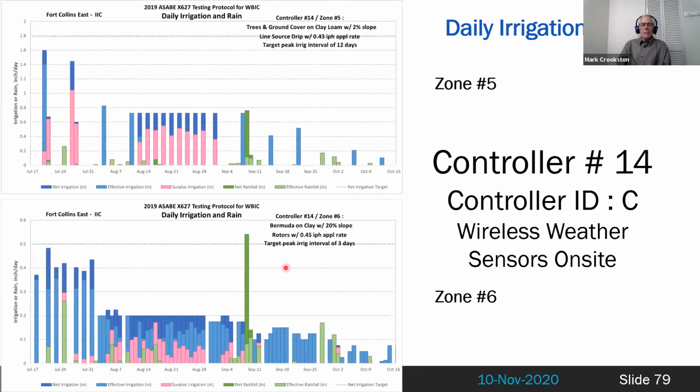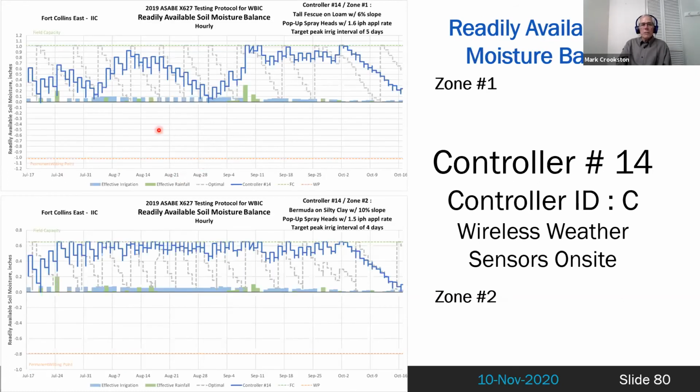5 and 6, here we see more pink. And in fact, some of these very frequent irrigations, you can see that there was no effective irrigation during that time. They simply didn't shut off for the rain. The little bit of rain was there and the decrease in FNCT. But overall, it did a pretty good job.